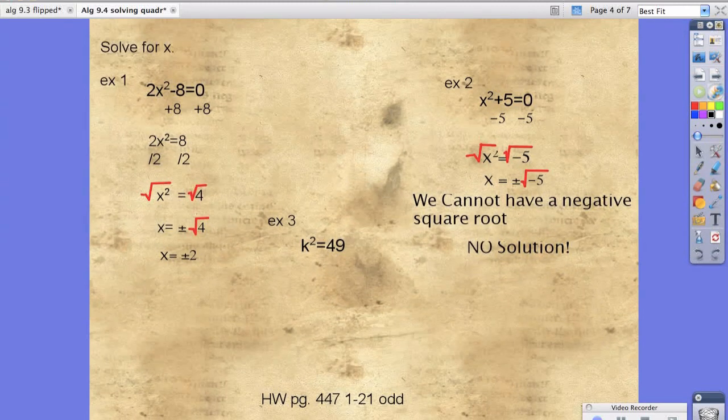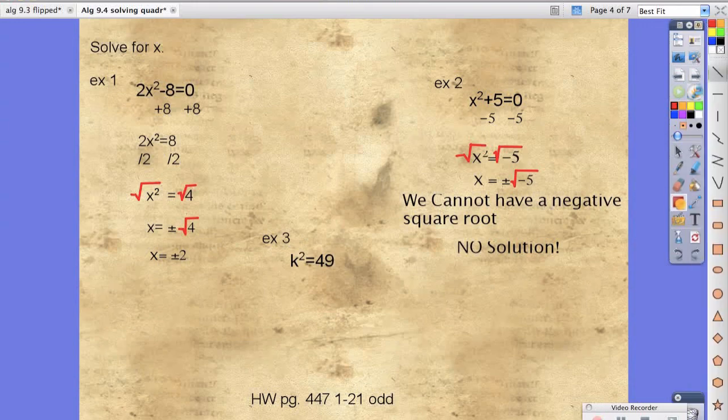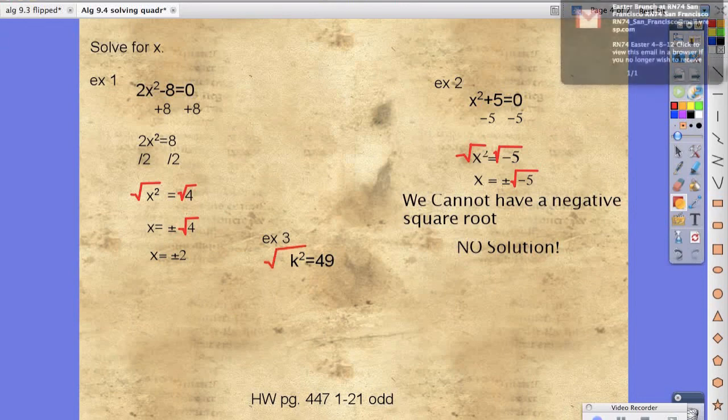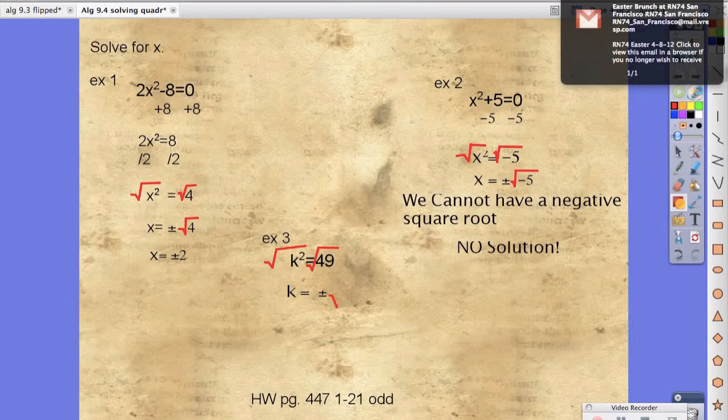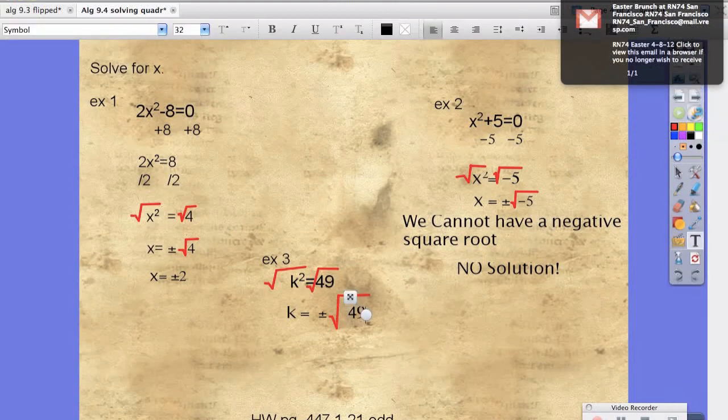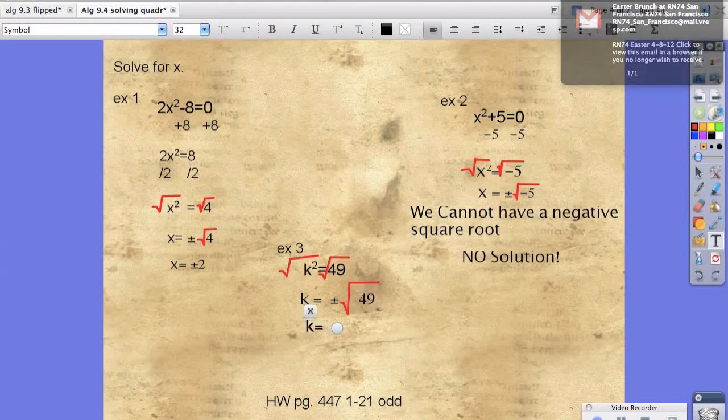Okay, last but not least is example 3. And this should be fairly easy. We want to solve for k, so we need to get rid of the square. So we square root both sides. We get k is equal to plus or minus the square root of 49. Therefore, k is equal to plus or minus 7.